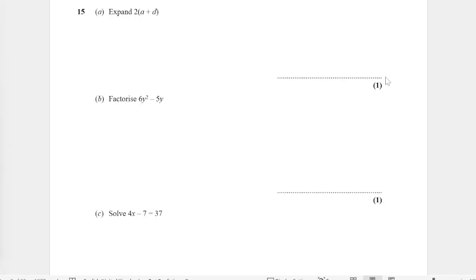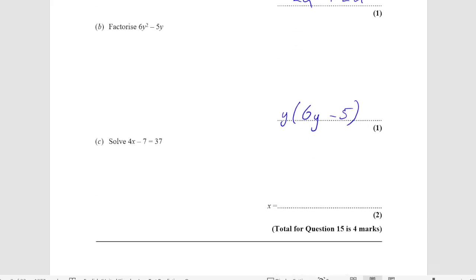Okay, question 15, expand. So 2 times by A would give us 2A, and then 2 times by D would give us 2D. So 2A plus 2D. Factorize, so we're going to take out Y as our common factor, and that would leave us with 6Y minus 5. And then our final one, solve.